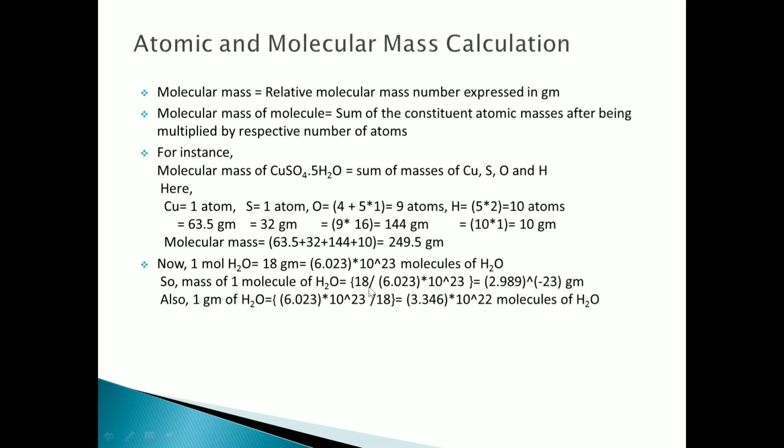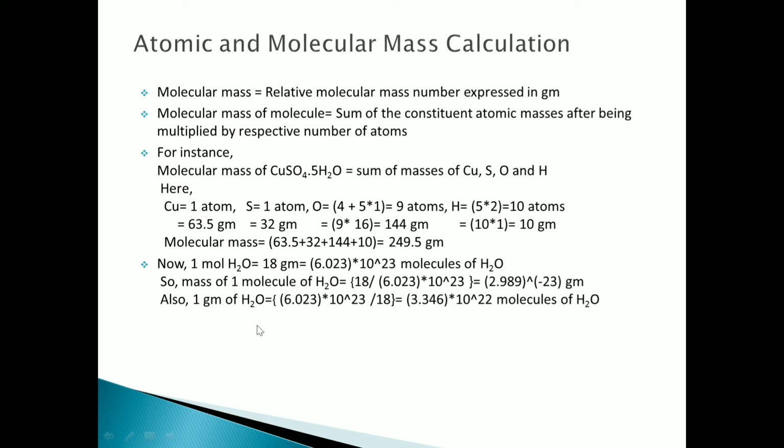That is, we shall divide 18 by 6.023 into 10 to the power 23, or let's just, for the lecture, call it the Avogadro number. The result will be 2.989 into 10 to the power inverse 23, which is a really low amount. It is not understandable to the naked eye because we shall not see anything, but there is something scientific or more microscopic which we shall learn later.